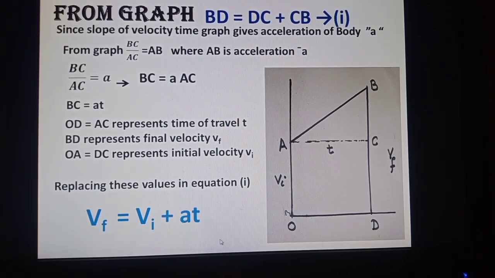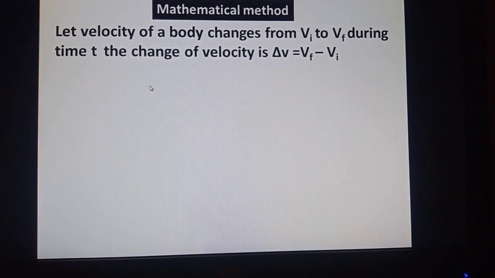Students, now let us derive the same relation using the mathematical method. According to this method, first we will use the definition of acceleration. Let the velocity of a body change from Vi to Vf during some time t. Then we represent this change of velocity as delta V equals Vf minus Vi. Final velocity minus initial velocity will give us the change of velocity during a certain time.